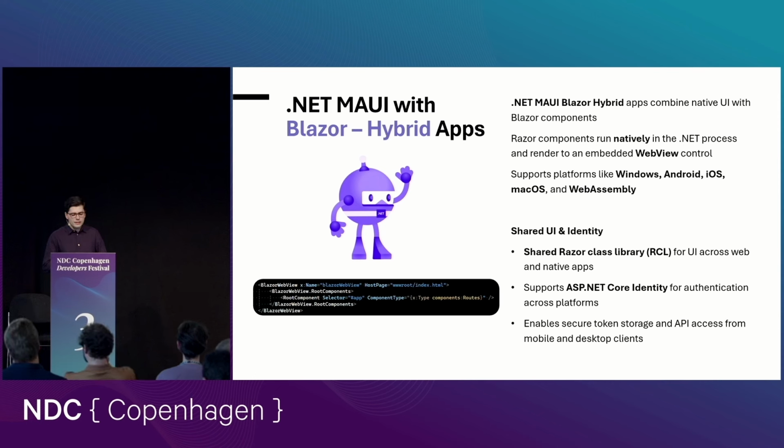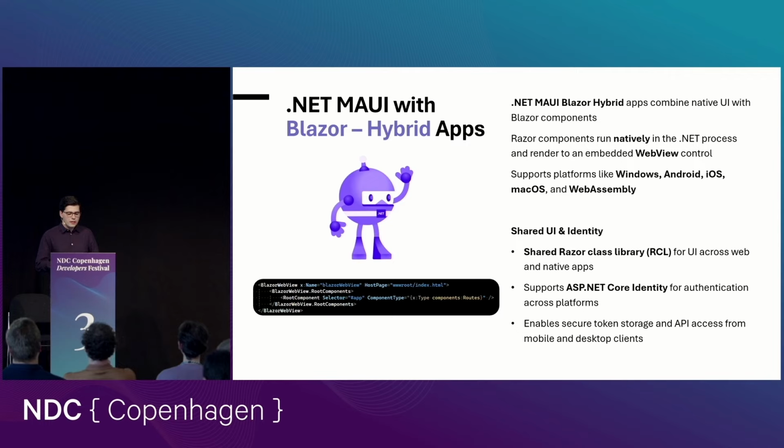The apps run natively in the .NET process, and the UI is rendered via WebView. It supports many different platforms like Windows, Android, iOS, Mac, and also WebAssembly. When you build your application, you have a shared UI and identity. So you are actually writing a shared Razor class instead of MAUI code mostly, which allows you to support even the web and the native apps at the same time.